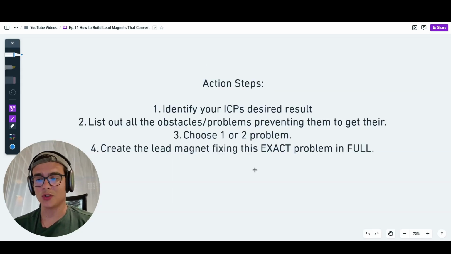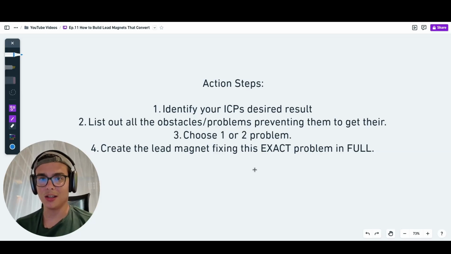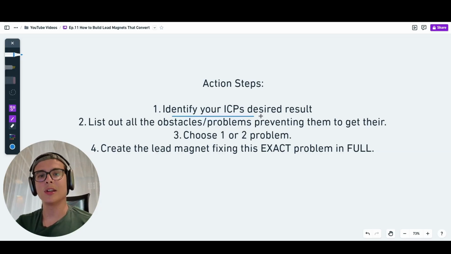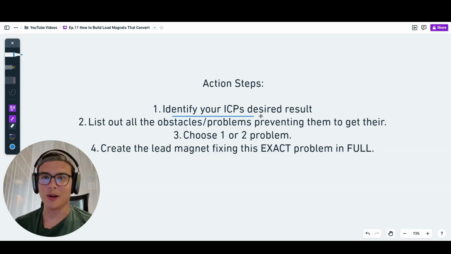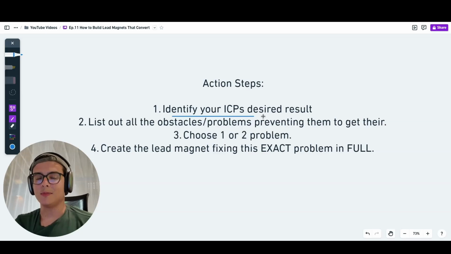Okay, great. So now that I've showed you what makes a really good lead magnet and how you can make a really good lead magnet, the next thing is I've listed out some action steps so you can get started immediately and start creating killer lead magnets today. All right, so the first step is identify your ICP's desired result. I hate to say it, but if you don't know what this is already, then you should probably pause everything you're doing, go back, understand what this is truly, and then you can worry about everything else. Okay, so identify your ICP's desired result.